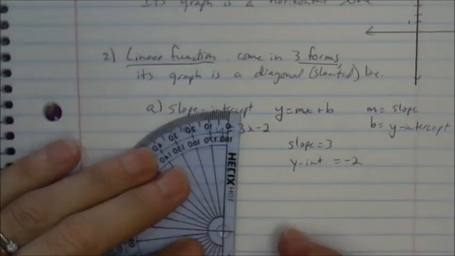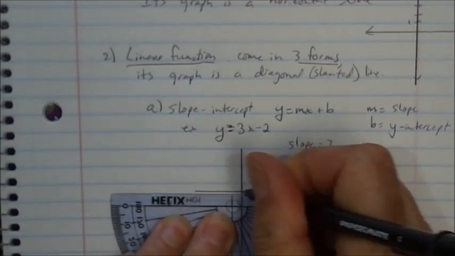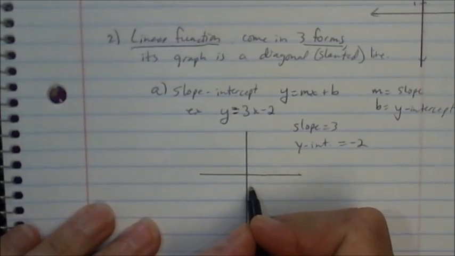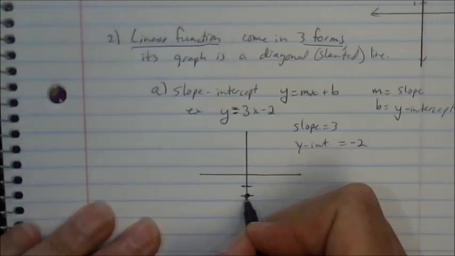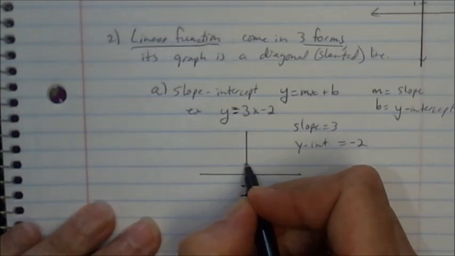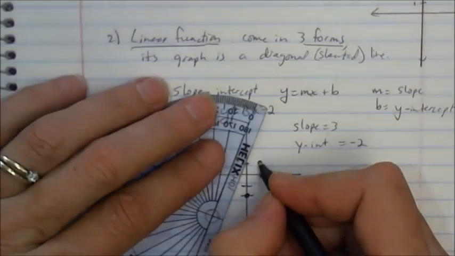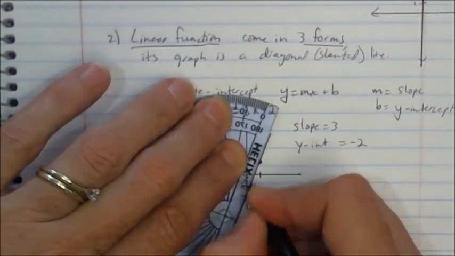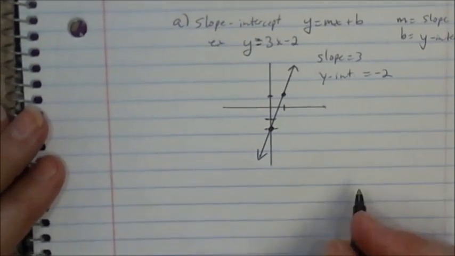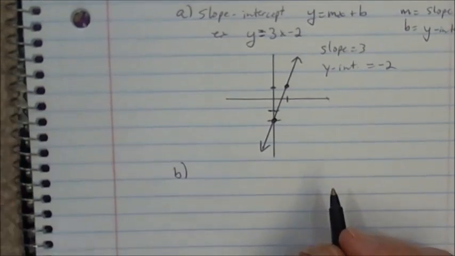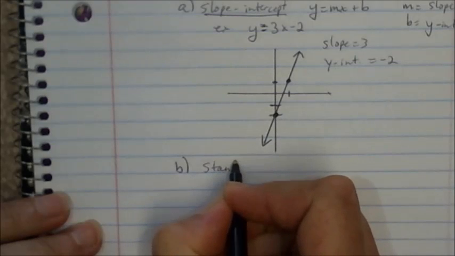And it's pretty simple to graph. You go down to the y-intercept of negative 2. You put a point on the graph, and if the slope is 3, that means up 3 and over 1. So the second point on the graph would be right here at 1, 1, and then you can just connect those 2 points, and there's your y equals 3x minus 2 graph. The second form is called standard form. So here's slope-intercept, standard form.